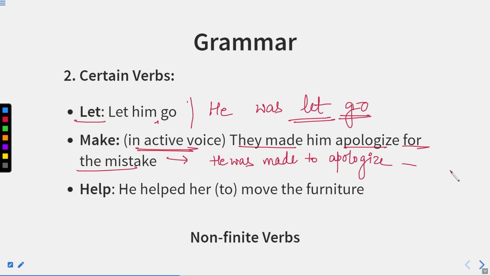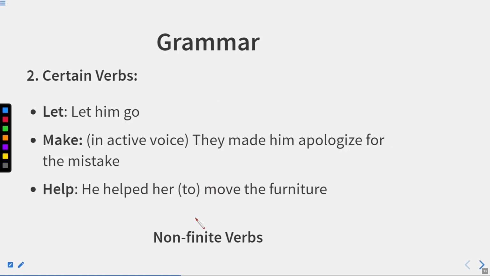If I convert this sentence into passive voice, I will have to add the preposition to over there. But if the sentence is active, there is no need to add to. Help: he helped her to move the furniture. So, he helped her move the furniture. To will not come. To is just implied over there.